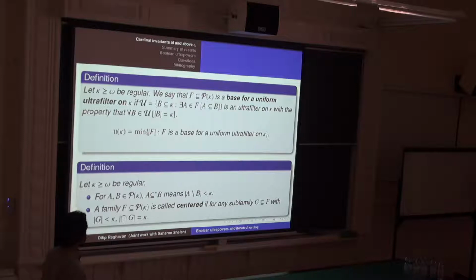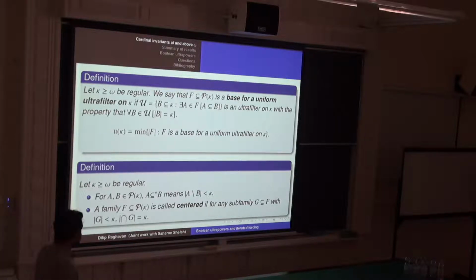Okay, so the next invariant is the ultrafilter number. So again, let kappa be an infinite regular cardinal. A base for a uniform ultrafilter on kappa is a family of subsets of kappa, and you close it upwards to get a uniform ultrafilter on kappa. Uniform ultrafilter just means that every element of the ultrafilter has size kappa. So this is a base for a uniform ultrafilter on kappa. And U kappa is the minimal size of a base for a uniform ultrafilter on kappa.